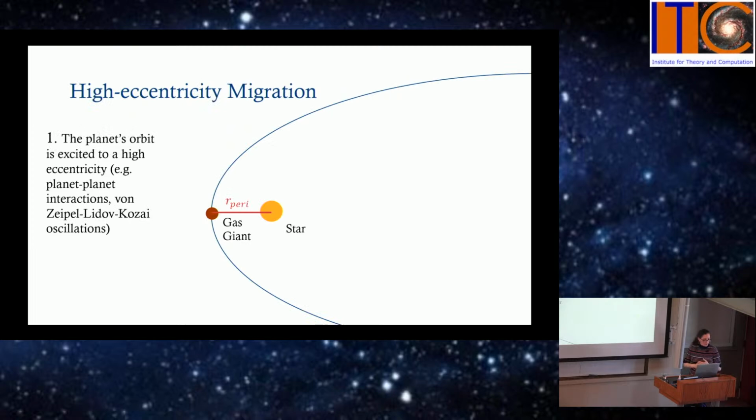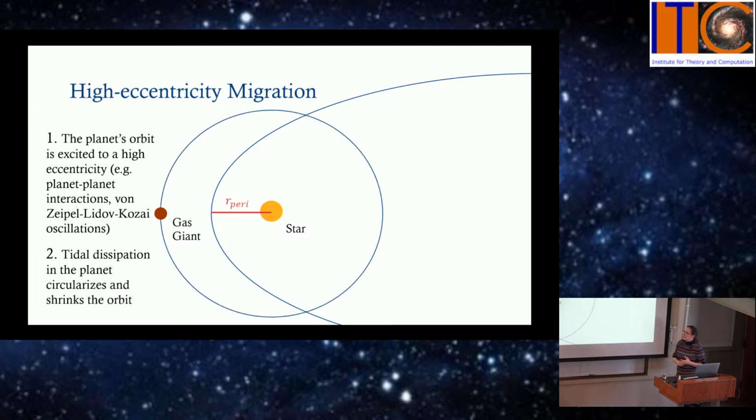High-eccentricity migration is a two-step process. So the first step is to excite the planet onto a highly eccentric orbit, as the name implies. And there's a lot of different ways to do that. You can do that through planet-planet interactions like scattering, or through the influence of a companion, which I'll talk about a bit later. But once you have the planet on a very eccentric orbit, now every time it passes through pericenter, it has a very strong interaction with the star. And that raises tides on the planet that over time will dissipate. And the dissipation of those tides will result in the circularization of the orbit and shrinking the orbit down to a hot Jupiter orbit.